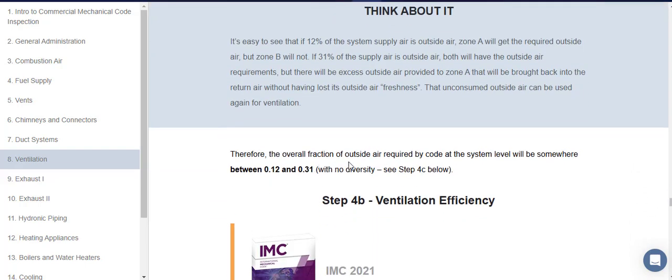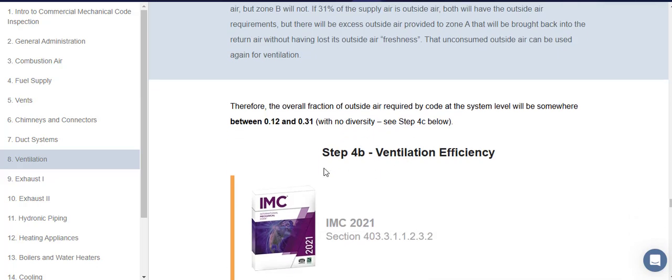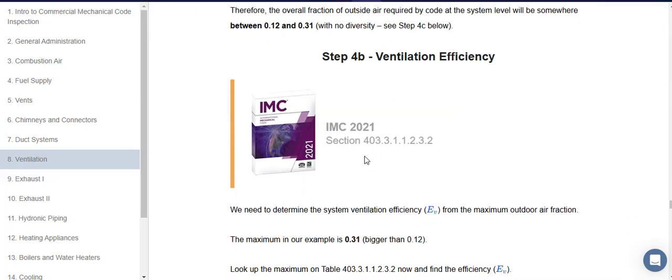Therefore, the overall fraction of outside air required by code at the system level will be somewhere between 0.12 and 0.31 with no diversity. Step 4C below. Step 4B, ventilation efficiency.